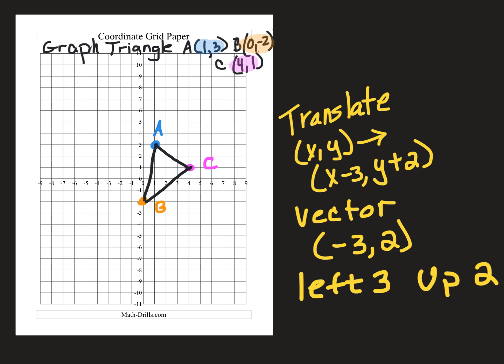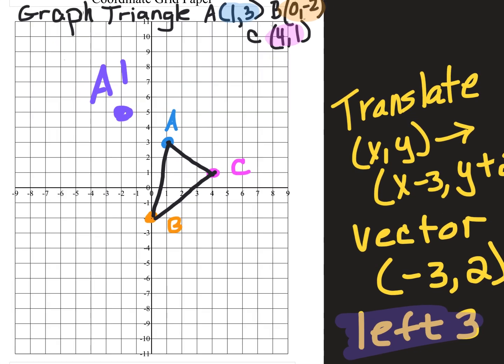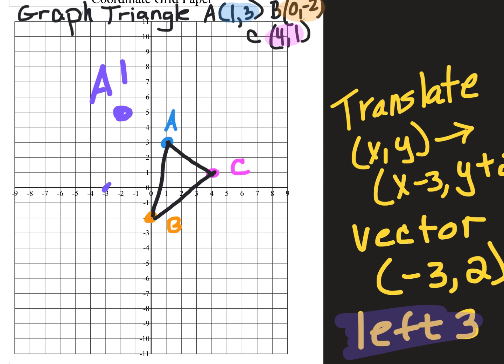All right, so if I'm going to the left, remember this is 3 different ways of saying the same thing. So to the left, 3. What I personally would do is I would just pick a vertex. So I'm going to start with the A and just count. 1, 2, and 3 to the left. And then we know that it needs to go up 2 also. So from there, I'll go up 2. So my new A, my A prime, should be right there. My B prime, 1, 2, 3, should be right here.